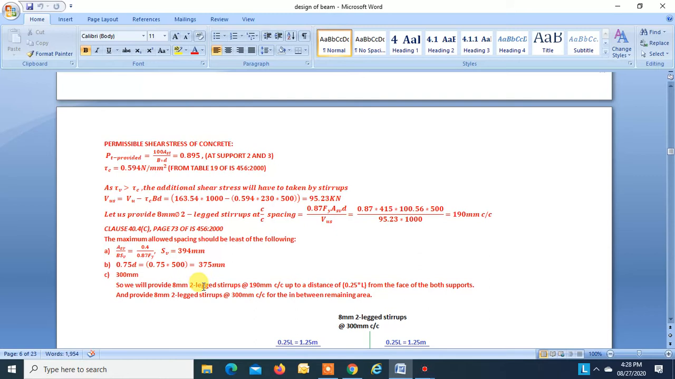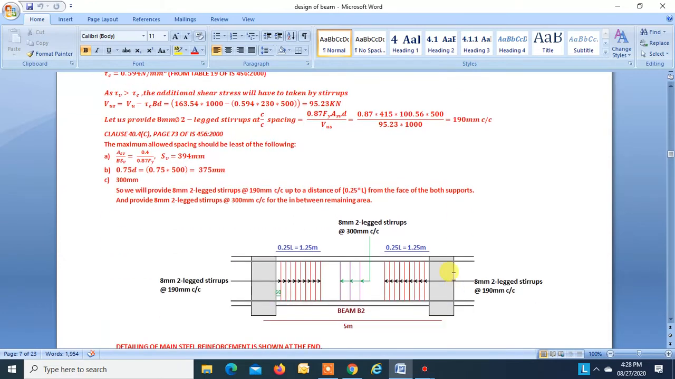So we will provide 8 mm 2-leg stirrups at 190 mm center to center for a distance 0.25L from the face of both the supports. So from here, 0.25L is 1.25 meters, and from here, 0.25L is 1.25 meters. For this area, we will provide 8 mm 2-leg stirrups at 190 mm center to center. And provide 2-leg stirrups at 300 center to center for the remaining area in between, since the least of these is 300 mm. So, provide those stirrups over here.